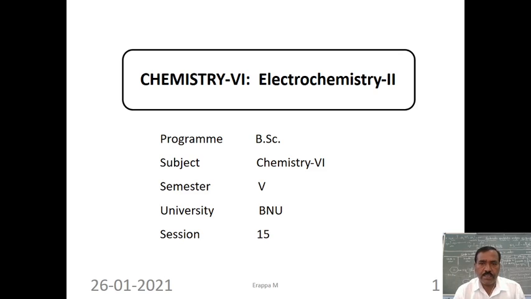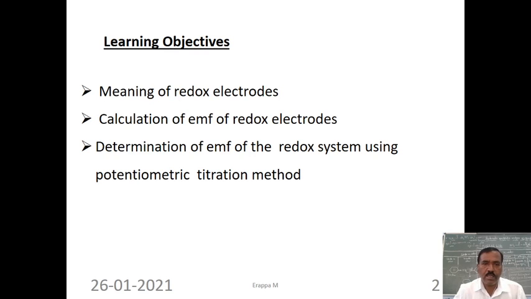Today's session is session number 15, Electrochemistry 2, 5th Semester, Paper 6, that is Physical Chemistry. It belongs to Bangalore North University. Today's topic is the meaning of redox electrodes, calculation of EMF of redox electrodes, and the determination of EMF of a redox system using potentiometric titration.